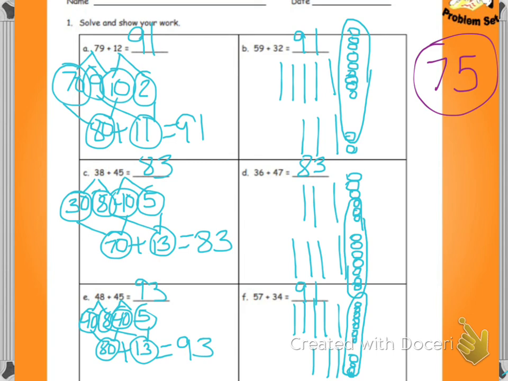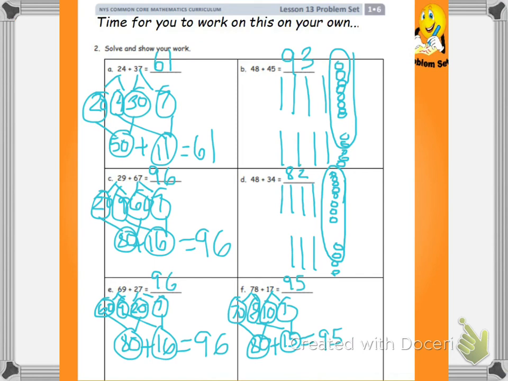And then on the back page, turn it to the back. For A, you should have gotten 61. B, you should have gotten 93. C, you should have gotten 96. D, you should have gotten 82. E, you should have gotten 96. F, you should have got 95.